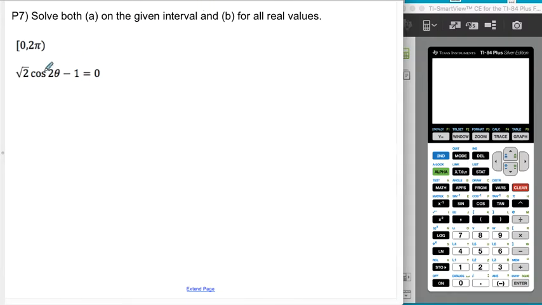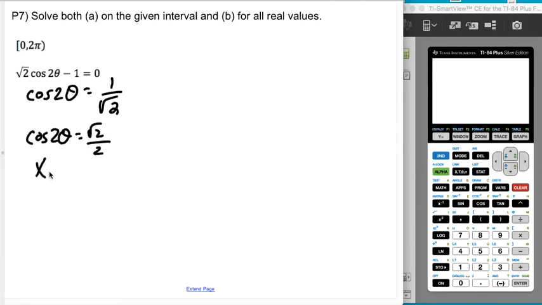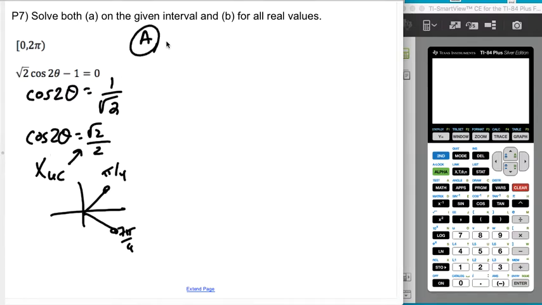So notice that there's a 2 on the inside, so you're going to go around the circle twice. So cosine of 2 theta is going to be 1 over root 2, or that's the same as saying cosine of 2 theta is root 2 over 2. So we're looking for where the x on the unit circle is root 2 over 2. Well, that's going to happen here and here, at pi over 4 and 7 pi over 4. But because of the 2, I'm going to go around twice. So my answer to A is going to be 2 theta equals pi over 4, 7 pi over 4.